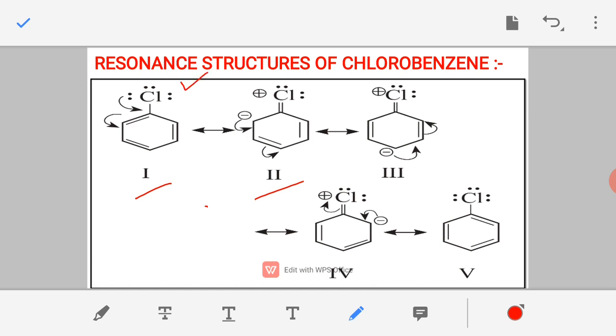Chlorine contains three lone pairs of electrons, and one lone pair of electrons is shifting into the bond, then the valency of carbon increases, therefore this bond is shifting onto the atom. Suppose the species which can gain the electron, it can carry a negative charge, and the species which can donate the electron, it can carry the positive charge.